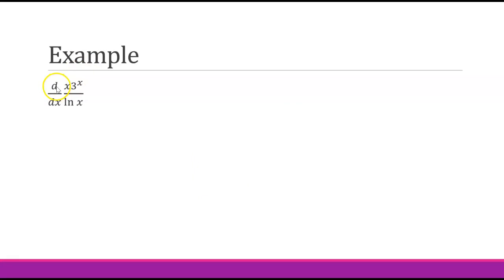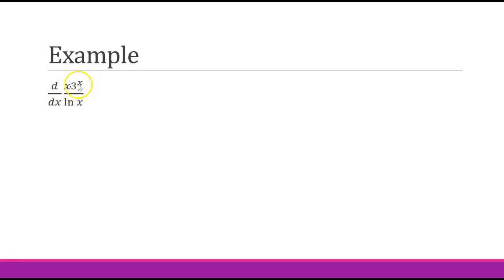In this example, we have the derivative with respect to x of x times 3 to the x all over natural log of x. In the numerator, I have a product of two functions of x, x times 3 to the x, and then I also have a quotient, so divided by natural log of x. I'm going to need both the product rule and the quotient rule. But I am going to have to start with the quotient rule.